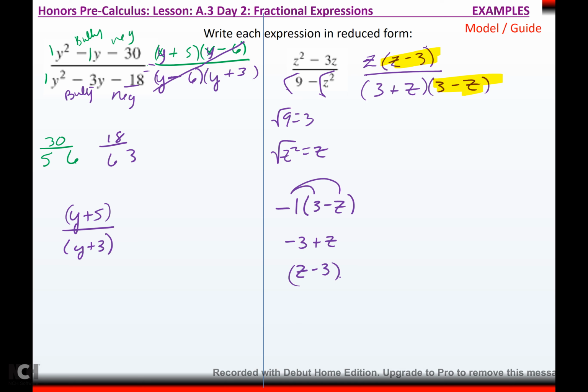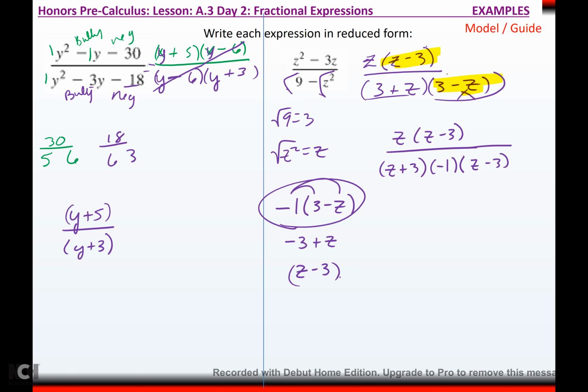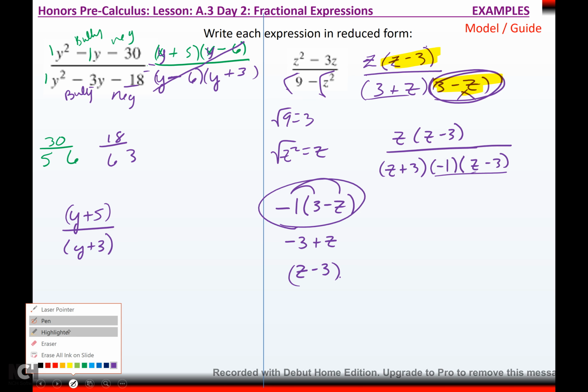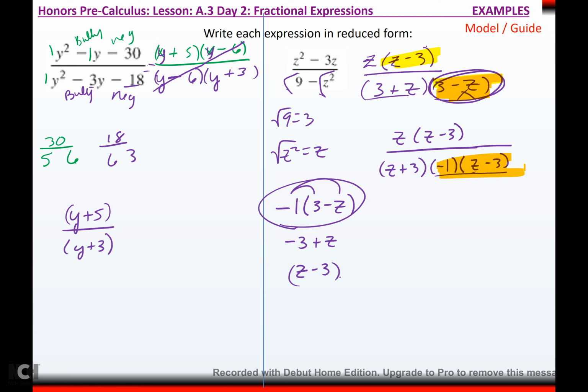You can factor anything you want, guys. Okay, I'm going to recopy my top. I don't want to rewrite any of those. That one you can rewrite. Addition, you can switch no matter what. But this one I'm going to factor into this. So I'm going to factor it into a -1 times z minus 3. So I replaced this with this. Okay?